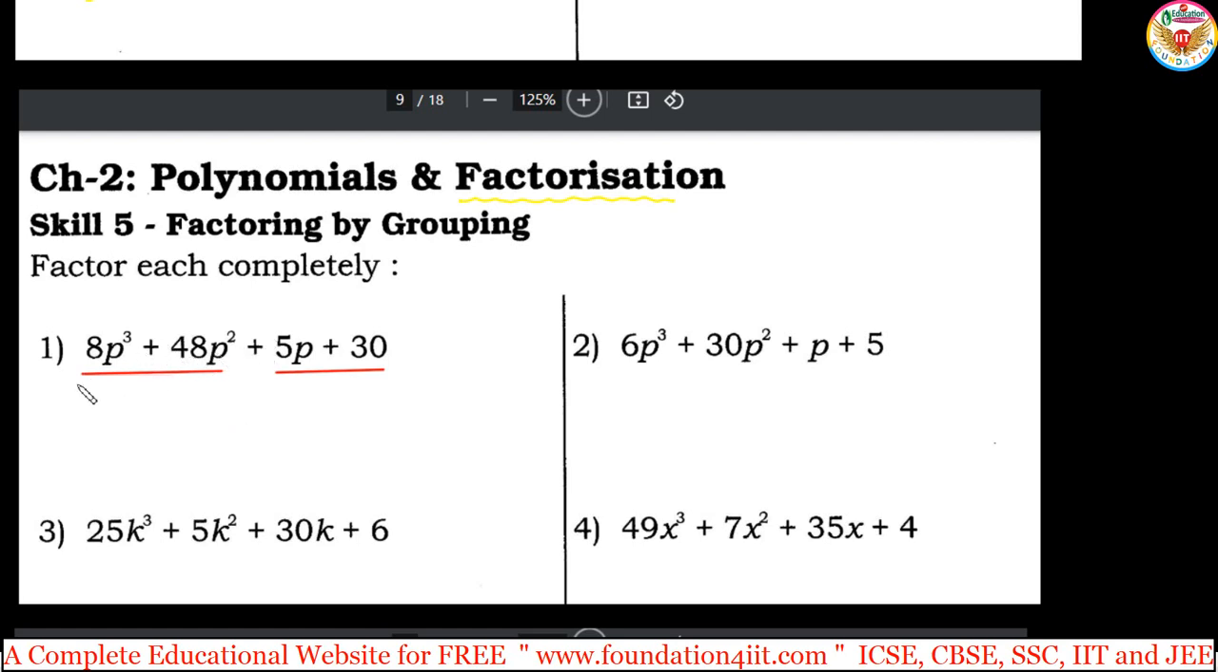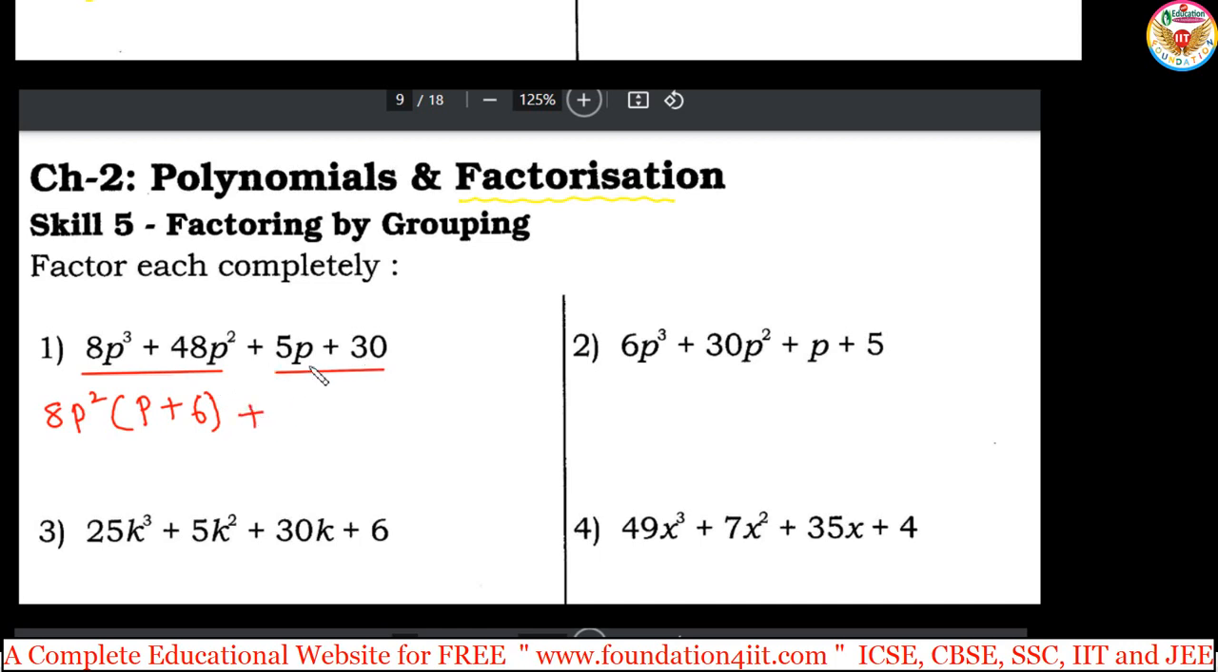Highest common factor is 8p square, right? The maximum. 8 and 48, the highest common factor is 8. P cube and P square, it is P square. So one more P is left here, plus symbol. 8 times, how much do we get? 8 times 6 is 48, only 6 is left. 8p square into 6 is 48p square, right?